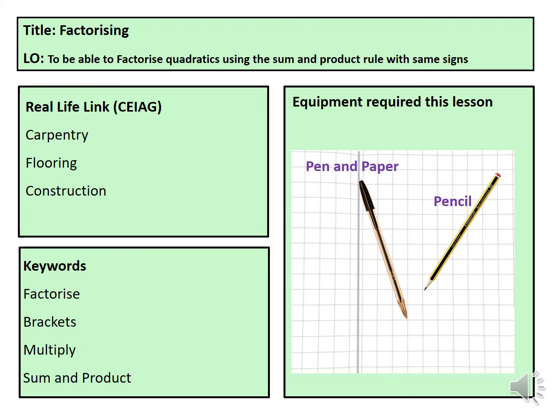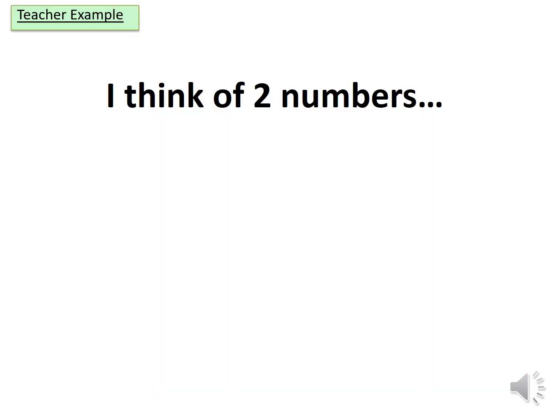Title is Factorising, and we're going to be looking at how to factorize quadratics using the sum and product rule with same signs. Equipment required for this lesson is a pen and paper and a pencil. Okay, we're going to be using the sum and product rule to be factorizing quadratics.